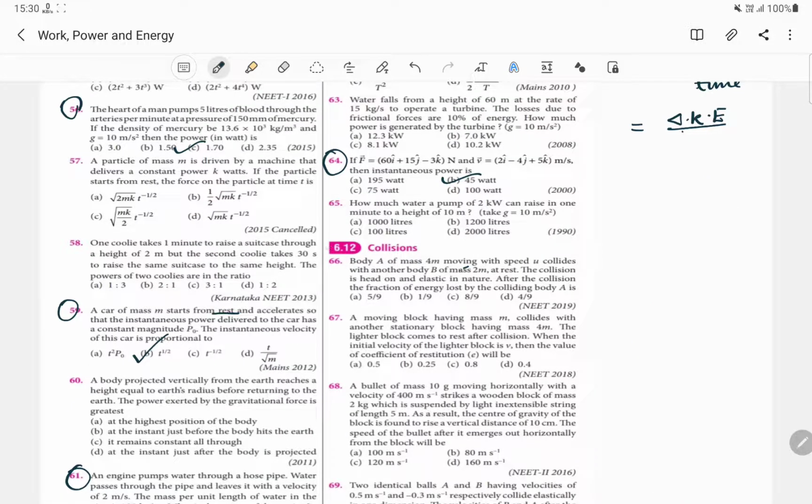Actually this collision comes under a different heading, therefore let me make another video for collision alone.